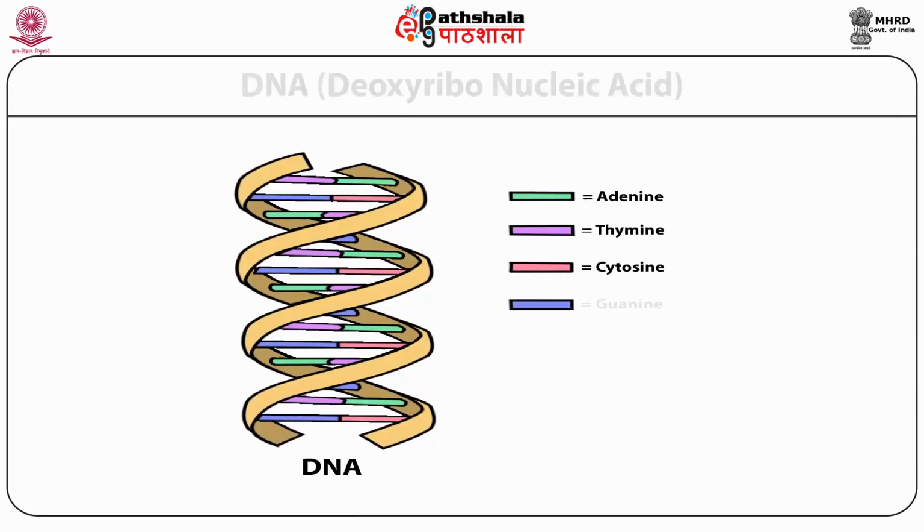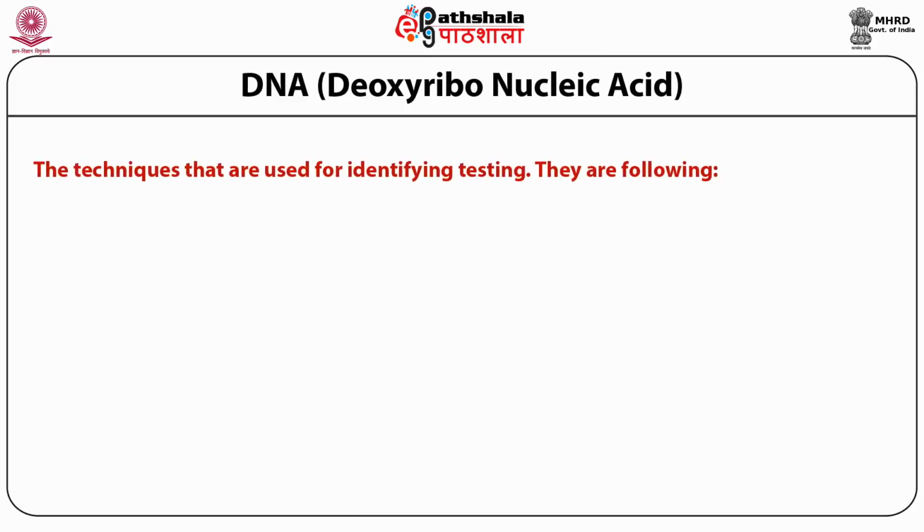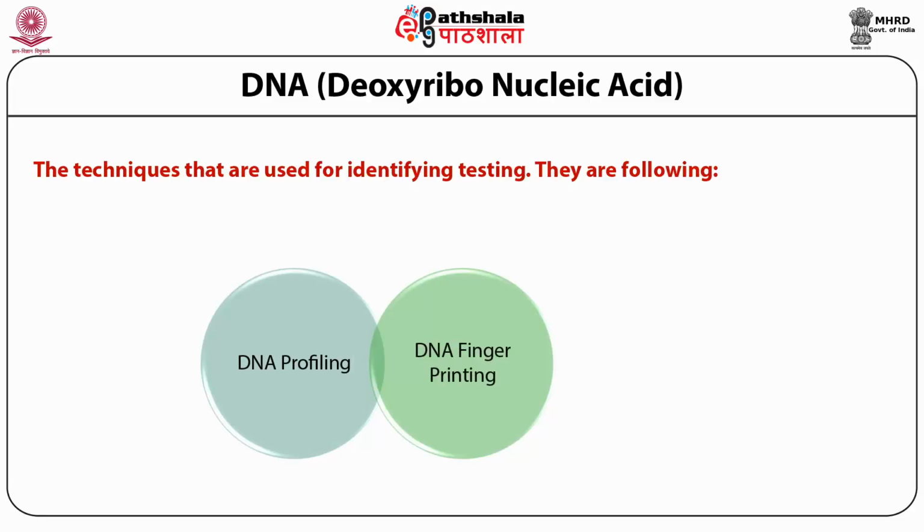There are basically 3 types of techniques that are used for identification testing. The first technique is DNA profiling, the second is DNA fingerprinting and the third is DNA typing.